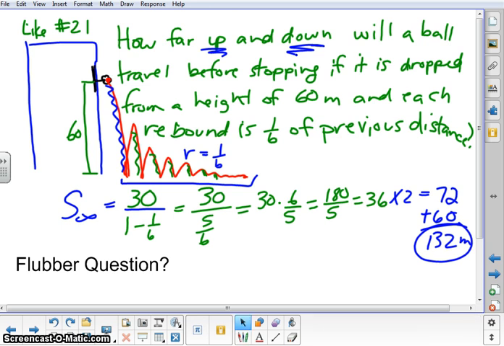Okay, we'll go over that more tomorrow, and then we'll talk about the flubber question tomorrow and do some examples in class of what this means.